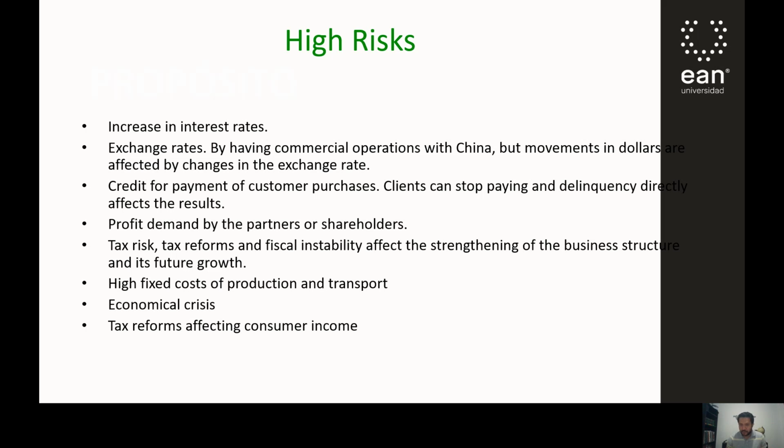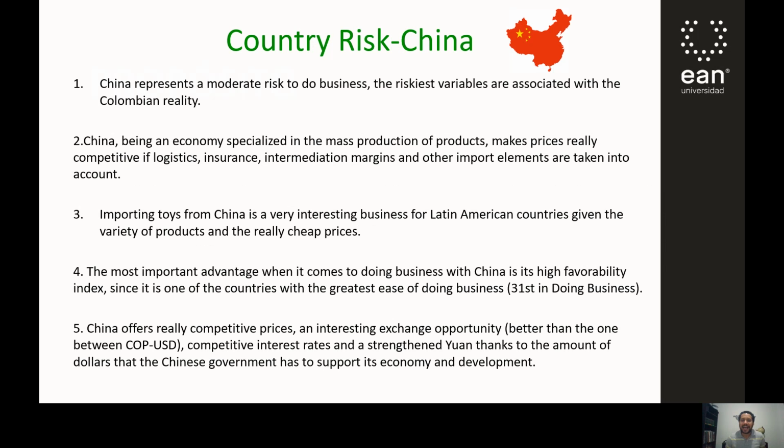And nowadays, with the pandemic, there are high fixed costs of production and transport. For example, right now there are few containers in the world, and for that reason, the cost of transportation increases. There is also a general economic crisis in the world or in some countries, and for that reason, there are rate risks for this company.